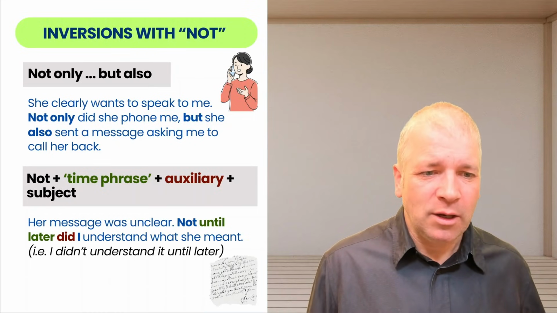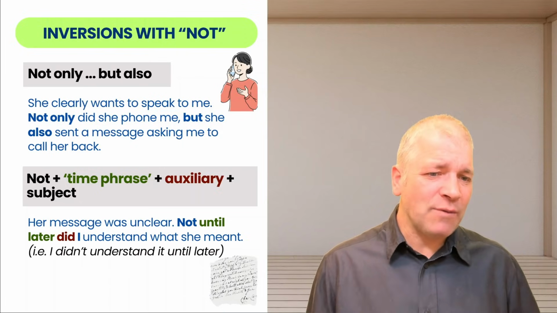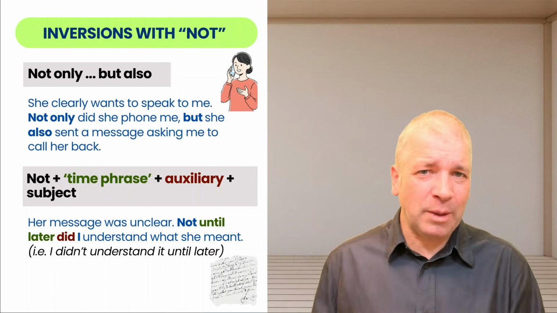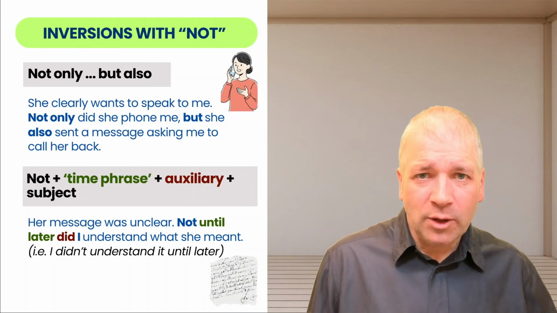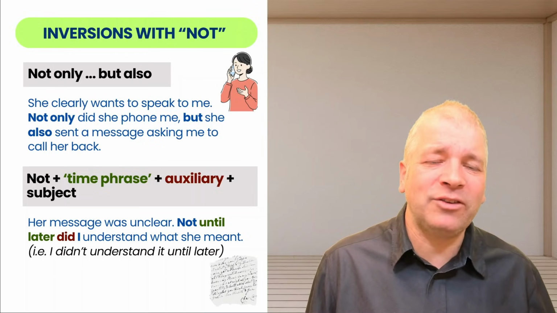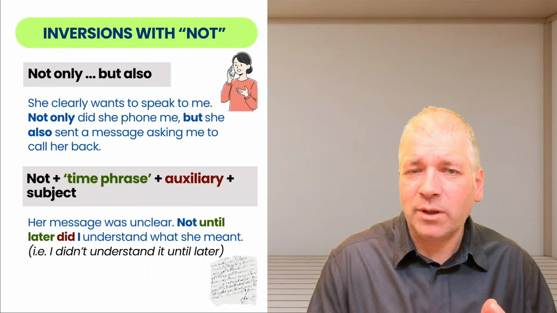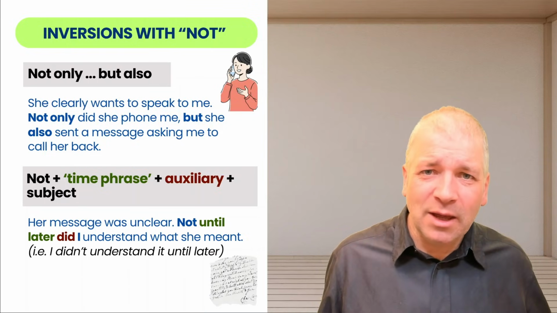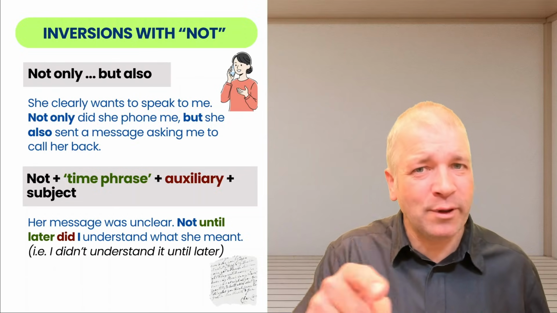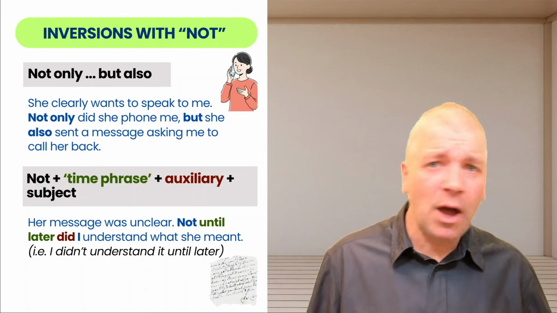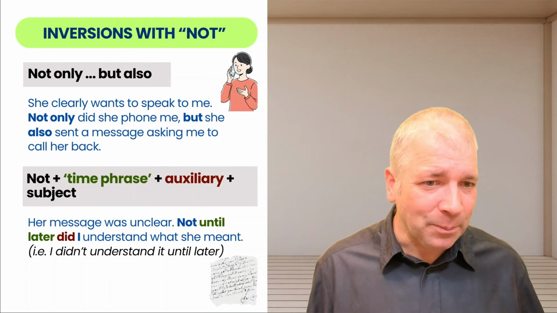Notice the grammar here. Not only did she phone me. So here we have did, the auxiliary, before the subject, almost like in question form. We have not at the beginning to bring emphasis to the fact that this was not the only thing that happened. We could have written it another way. She phoned me. This was not the only thing that happened. She also sent me a message. But if I want to emphasize the fact that it's not only, I bring it to the front like this through inversion.